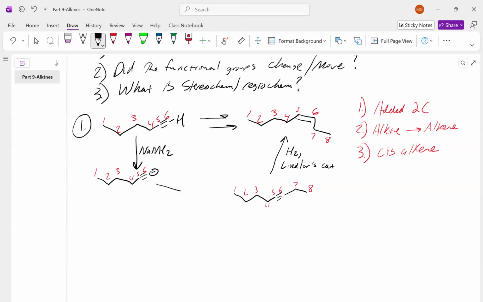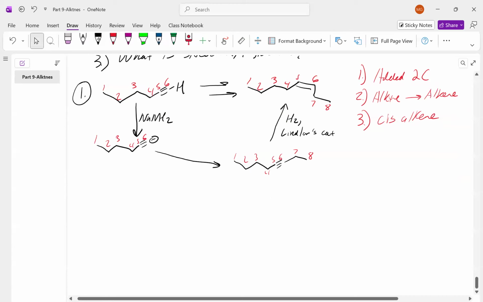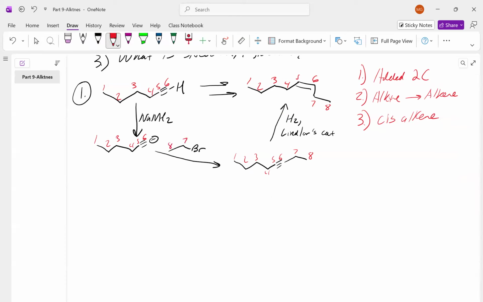And then what do I have to add to this to get my 2 carbons? Again, you should be able to notate that without having to look back at your notes. We add a 2-carbon alkyl halide. It'll do an SN2 on it. And that will finish up our synthesis.